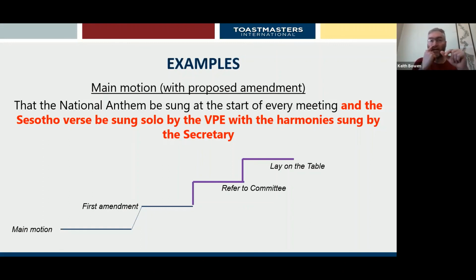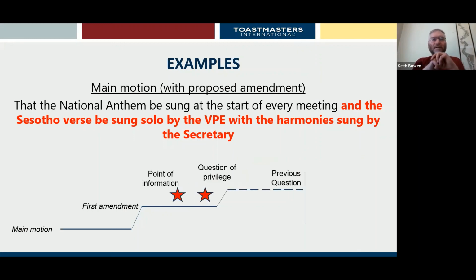The referral to the committee, theoretically, could also refer the whole thing, the main motion, the First Amendment, everything, to the committee. You can't refer a subclause, because then you can't actually resolve the main motion. So when you refer to committee, all the pending stuff now goes off, and the committee can go and deliberate how well the VPE and the secretary can actually sing or whatever. So, yeah. Okay. Right, if we go to the next one.